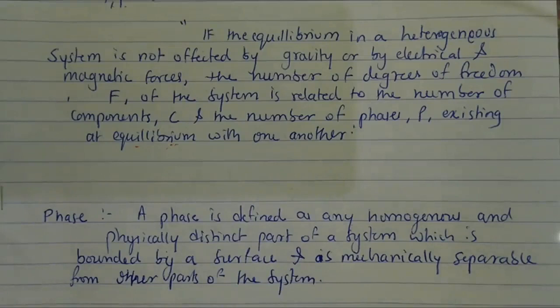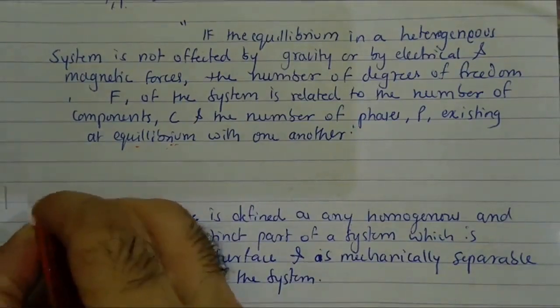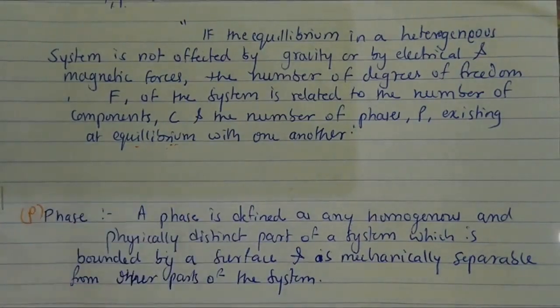Now one by one we'll see the definitions. What is P? Phase, P. A phase is defined as any homogeneous and physically distinct part of a system which is bounded by a surface and is mechanically separable from other parts of the system. Now what does it mean?